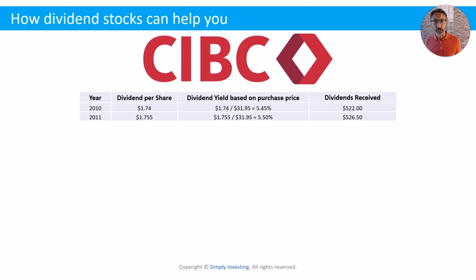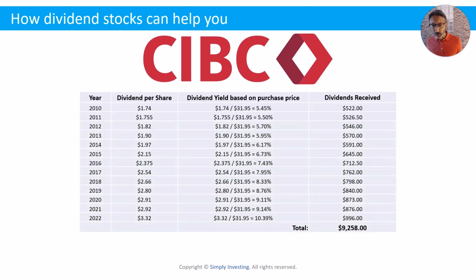The following year, CIBC increased their dividend. In fact, they have increased their dividend every single year. Today, their dividend is $3.32 per share. If we take that dividend divided by your stock purchase price, $31.95, you can see that your dividend yield based on your purchase price is 10.39%. So are we now beating inflation, which is running at 7%? The answer is yes. The dividend yield is over 10%.